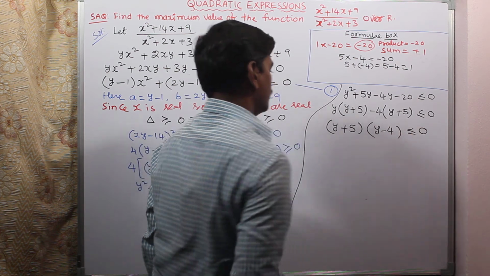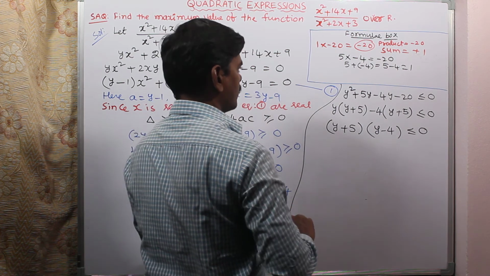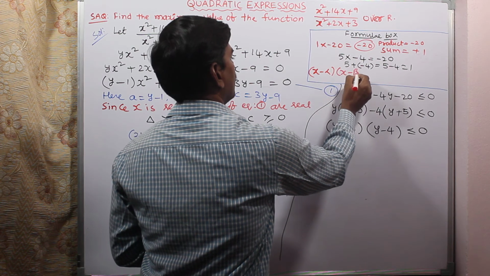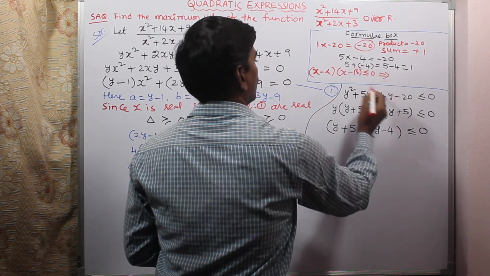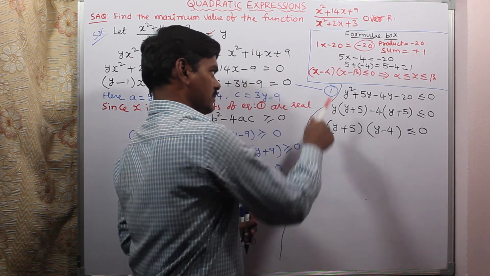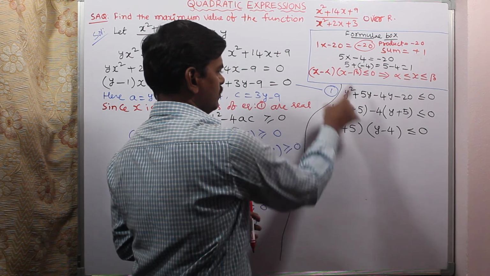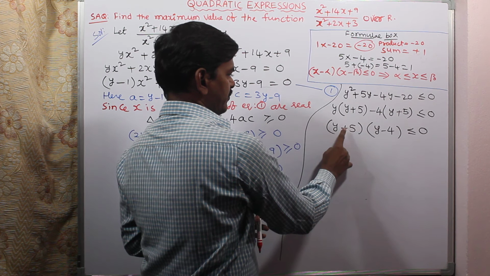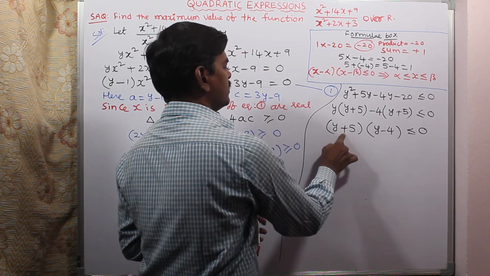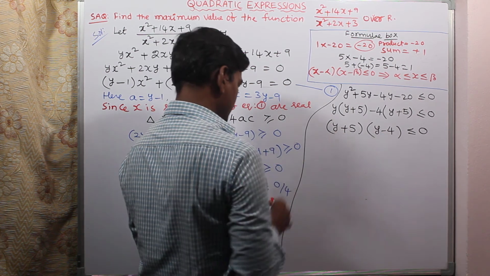So when I see the less than or equal to 0 symbol, I need to recall a formula. x minus alpha into x minus beta less than or equal to 0 gives alpha less than or equal to x less than or equal to beta. That means the x value lies in between alpha and beta. So for comparison, we should have a negative sign in both the places. So create a negative sign here. Here we already have a negative sign, no problem. But here we need to create a negative sign.